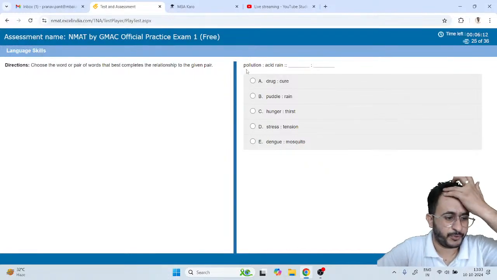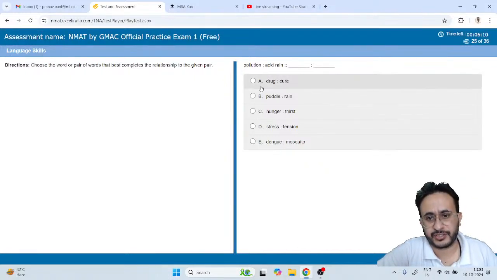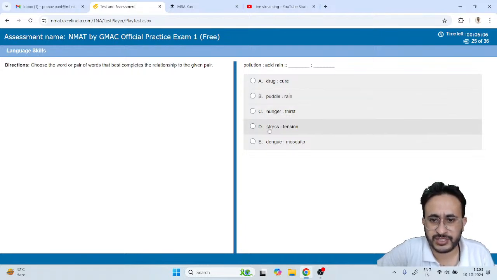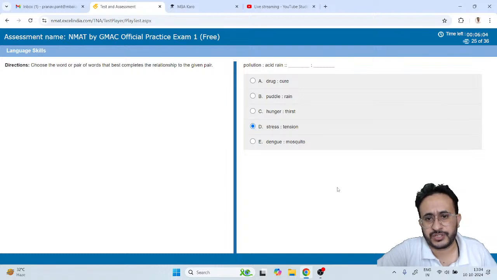Pollution, acid rain. So pollution causes acid rain. Drug does not. Puddle causes rain. Opposite. Hunger causes thirst. Stress causes tension. So stress causes tension.